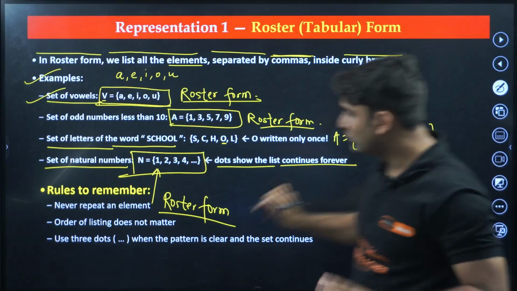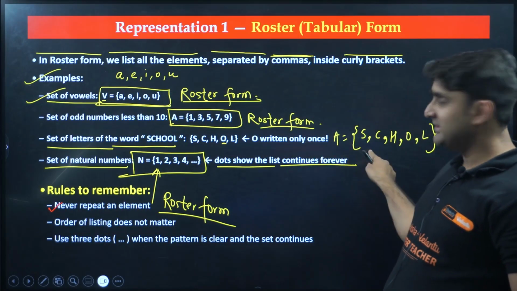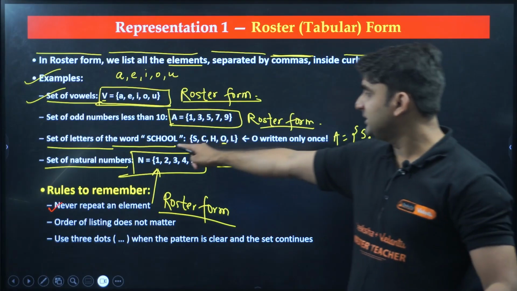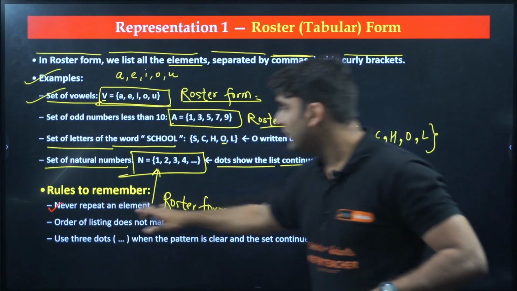Rules to remember: never repeat an element, and this is the example. Here O is repeating twice, but when you are writing the set, only one time will come. So never repeat an element.